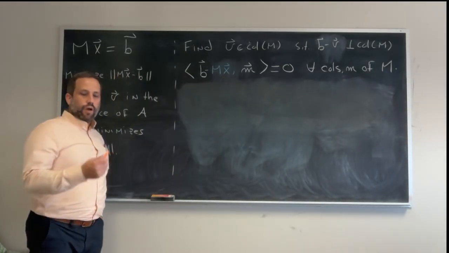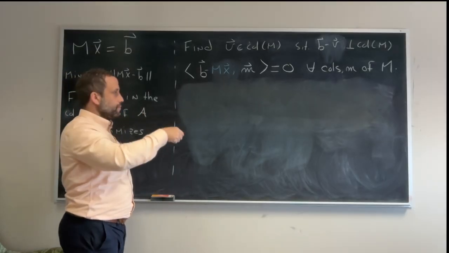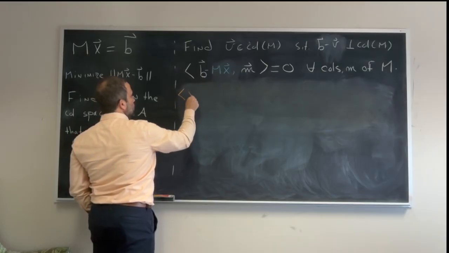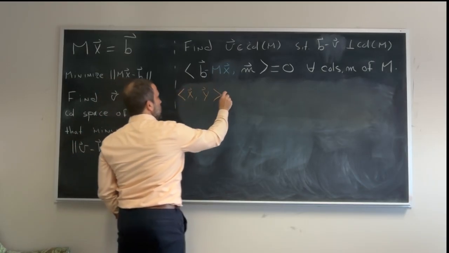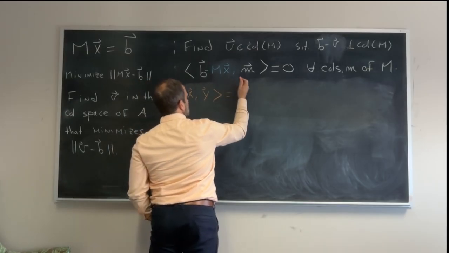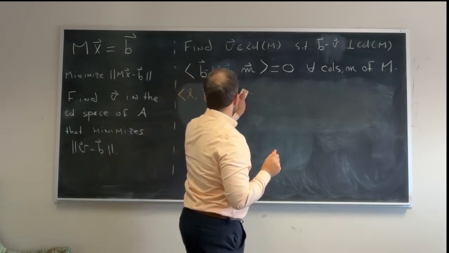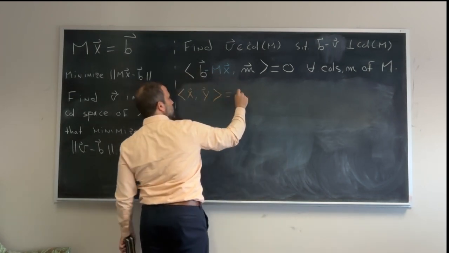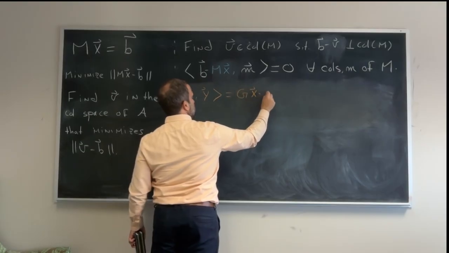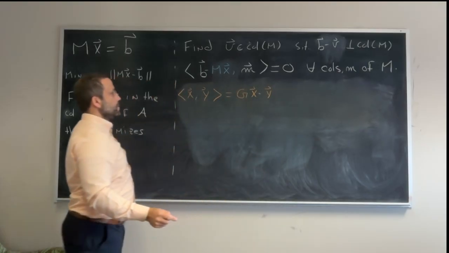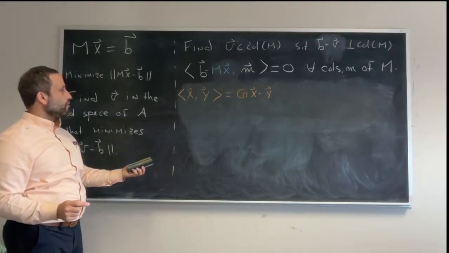Okay, so the first thing, which is not really part of the proof of this, is to prove that if you define some inner product in this way, ⟨x, y⟩ as equaling the dot product of Gx with y, that this actually defines an inner product. Okay, so how can we verify this?